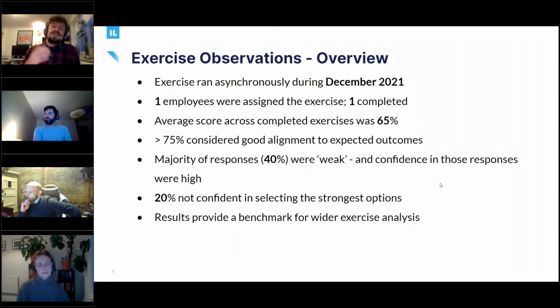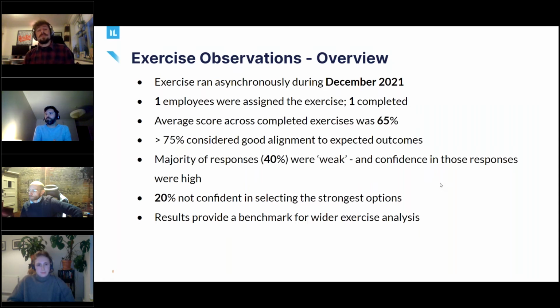So in this instance, we could see that the exercise ran asynchronously, meaning lots of different participants took part and encountered the scenario, but on their own time, globally, wherever they are. During December 2021, X employees were assigned to the exercise and 1 completed it. The average score across those completed exercises was 65%. 75% is considered good alignment to the expected outcomes, though your mileage may vary. It depends on how difficult or easy you want to make the scenario based off of the topic and ultimately the team that are involved.